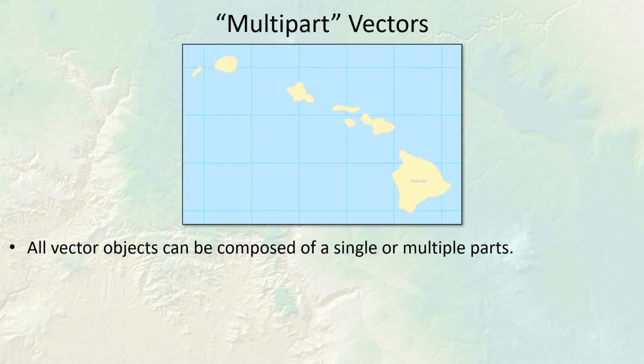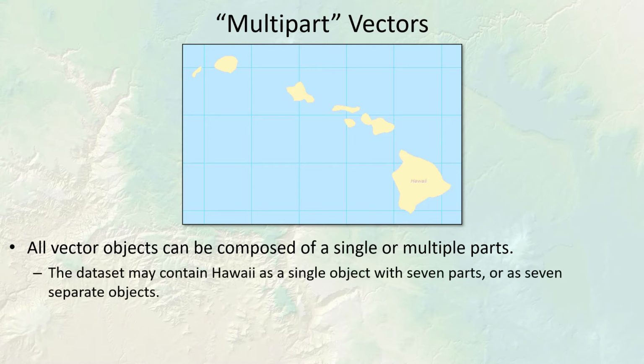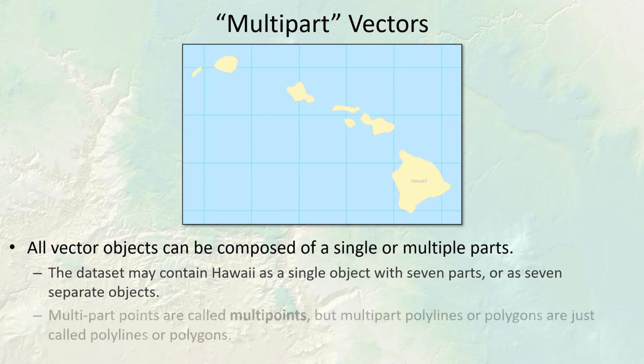Now, there are such things as multi-part vector objects. So here's an example of the state of Hawaii. This is the 7 main islands of the state of Hawaii. Well, the 7 island polygons, is that a single polygon, or is that 7 separate polygons? Could be either. It doesn't have to be one or the other. I just want you to understand that you can have separate disconnected pieces of a polygon or a polyline that are all recorded as the same object. So there's no rule against disconnected pieces recorded into a single object.